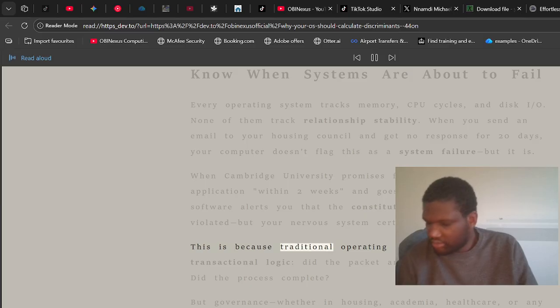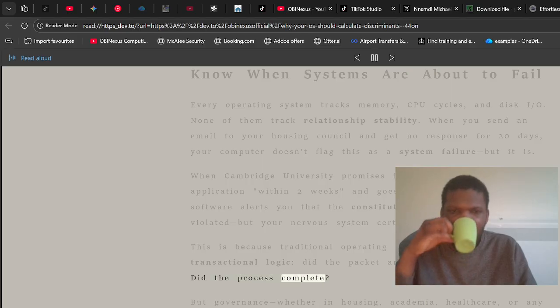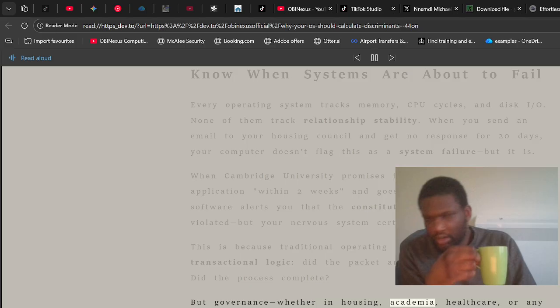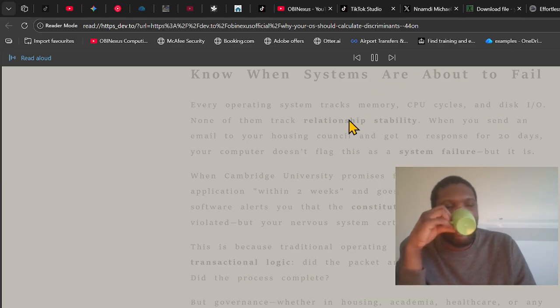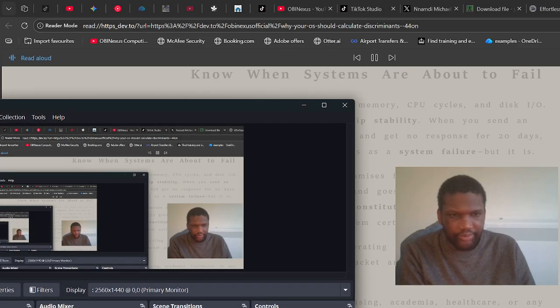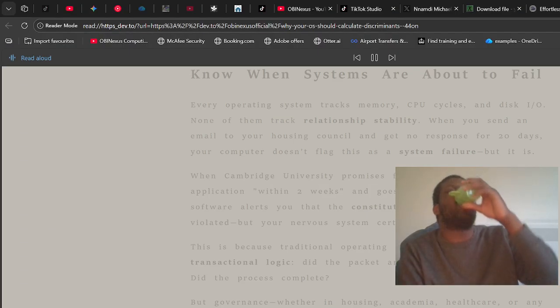This is because traditional operating systems are built on transactional logic. Did the packet arrive? Did the file save? Did the process complete? But governance, whether in housing, academia, healthcare, or any human system, requires relational logic. Is the feedback loop intact? Is mutual accountability maintained? Has the connection between parties degraded into decoherence? This is where discriminants come in.